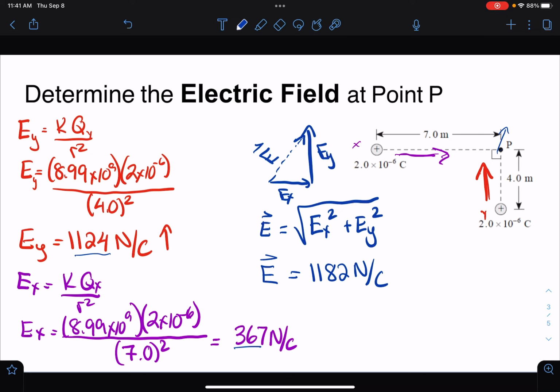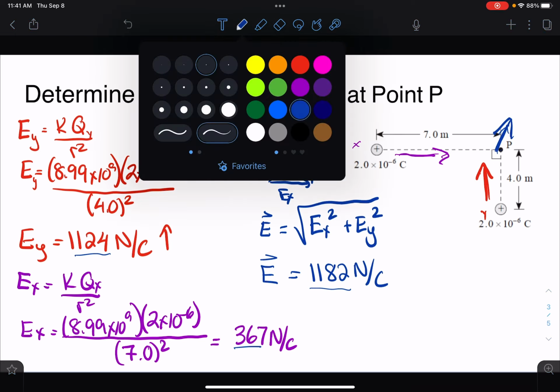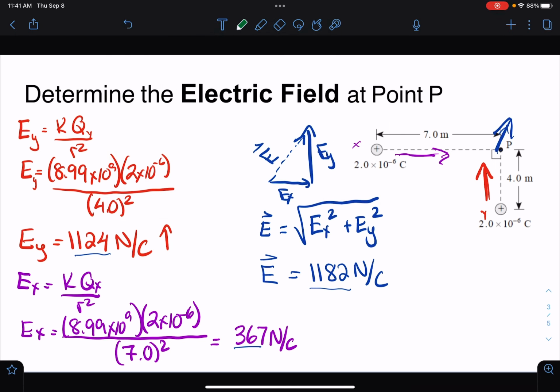Okay. Now, it says electric field. It doesn't ask specifically for magnitude or direction, so we're assuming it's wanting both of them. If a question just says, what is the magnitude of the electric field, then we would be done here. Now, we know the relative direction is in here at some point, but we need to go ahead and actually solve for that. So to do that, we need that lovely little angle.